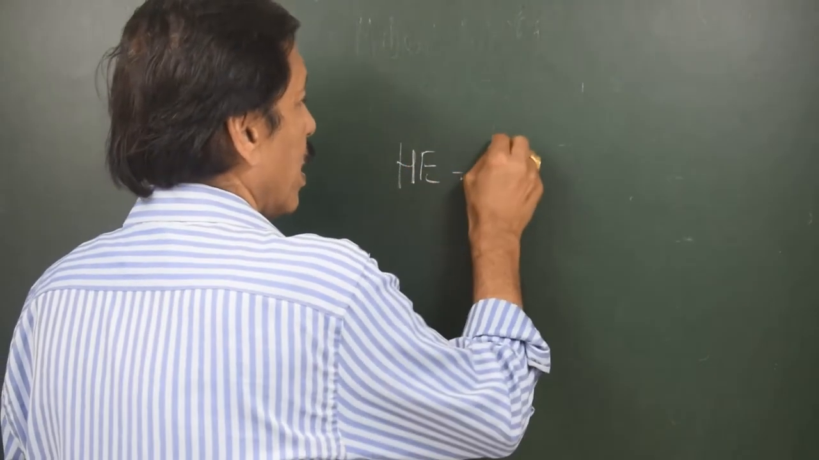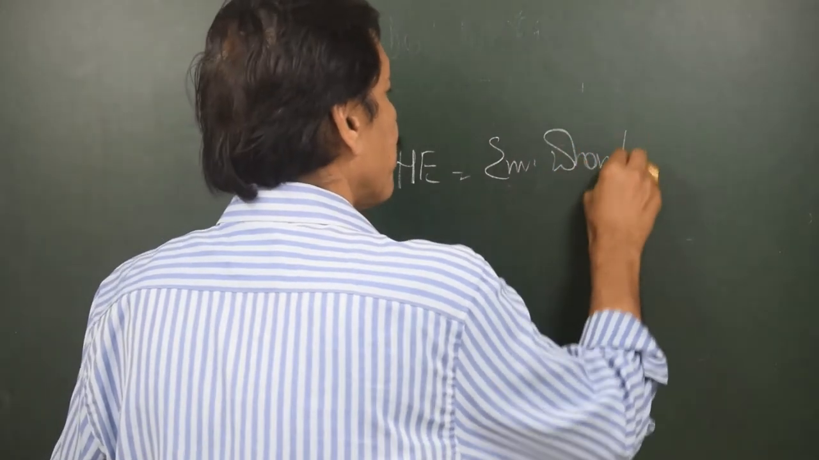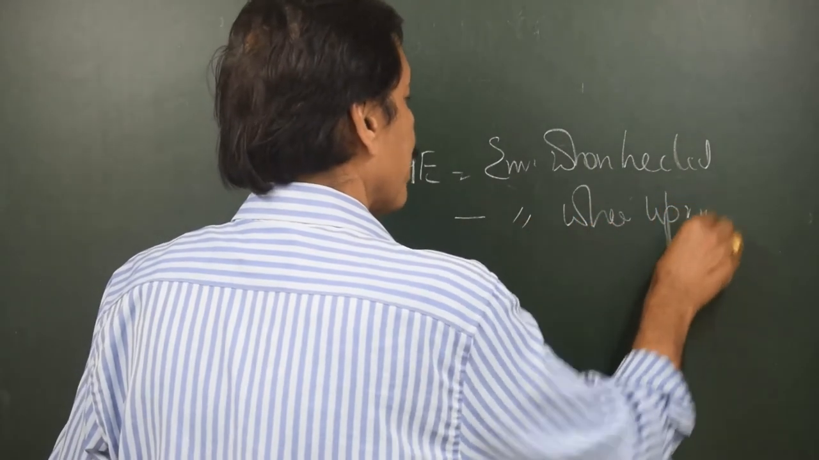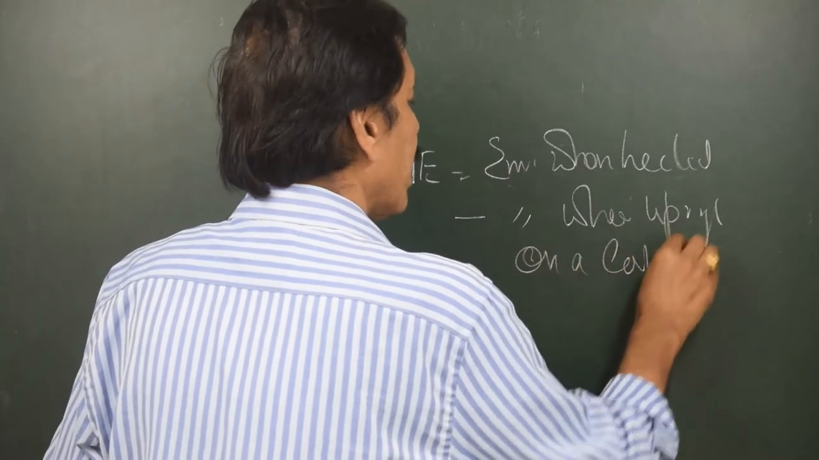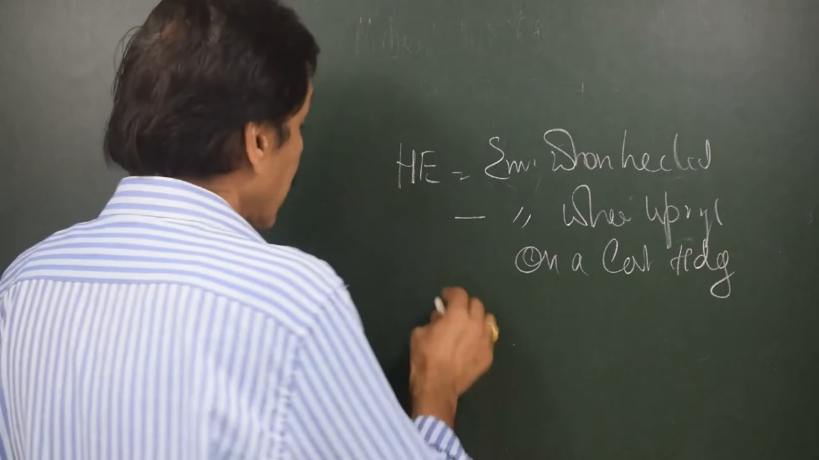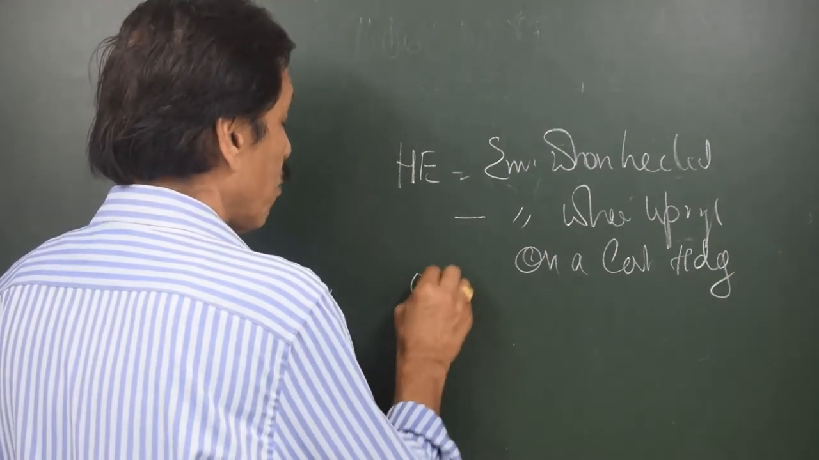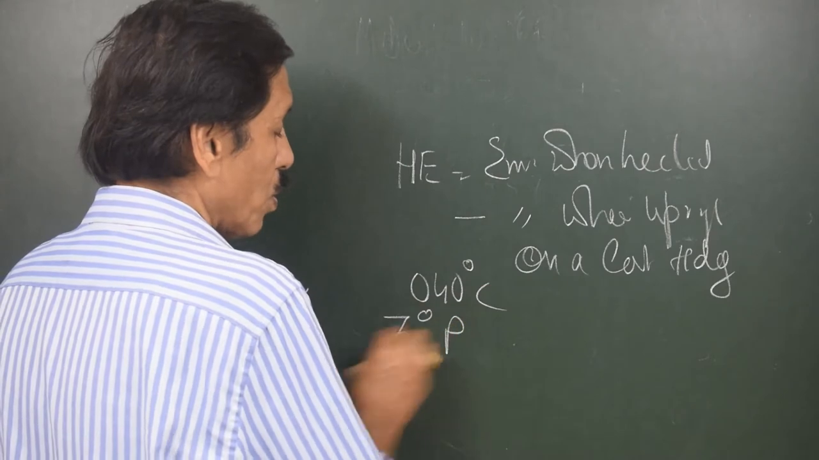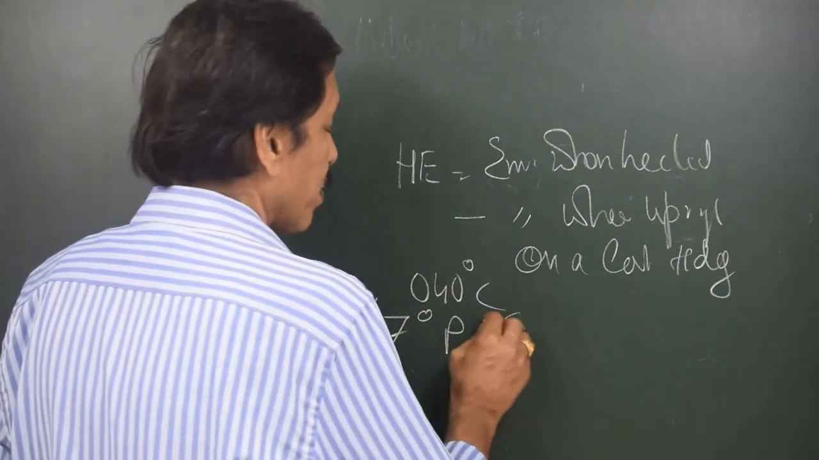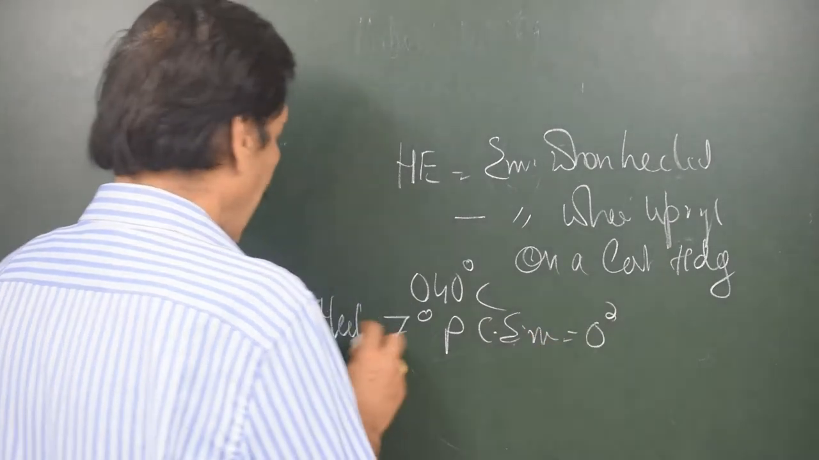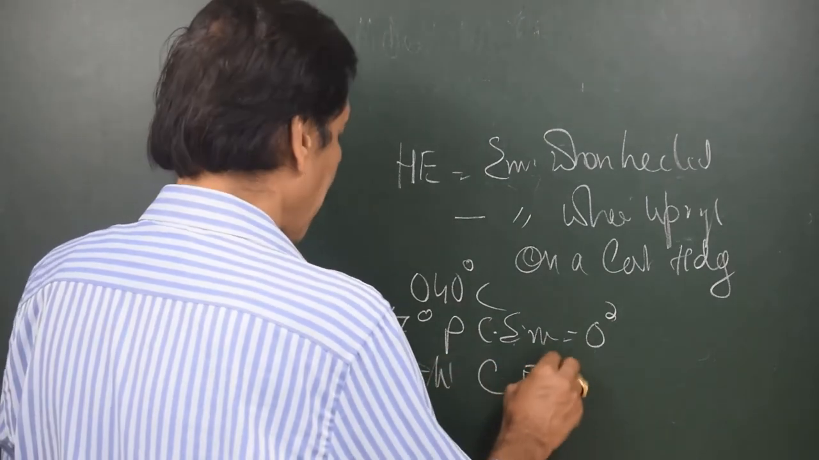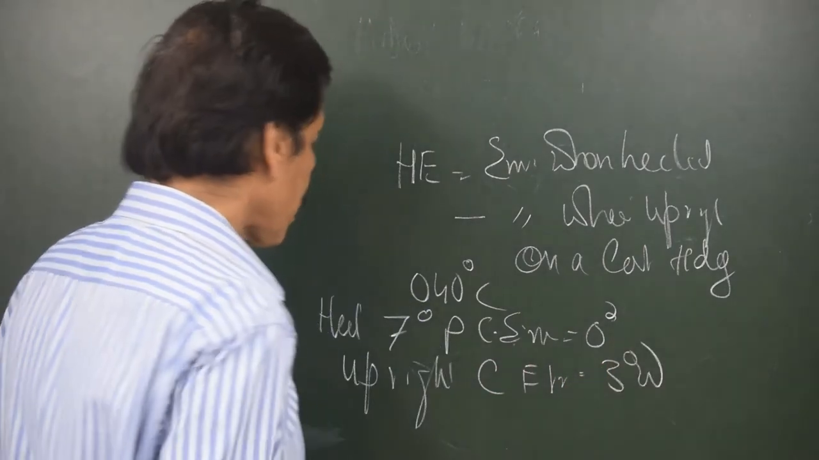So heeling error can be written as error when heeled minus error when upright on a certain heading. It means that suppose a vessel is heading 040 degrees compass, and as the vessel is heeled to 7 degrees port, the compass error is 0 degrees, and when the vessel is upright, the compass error is 3 degrees west.